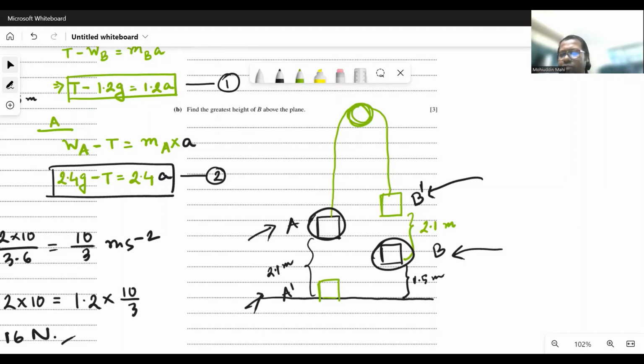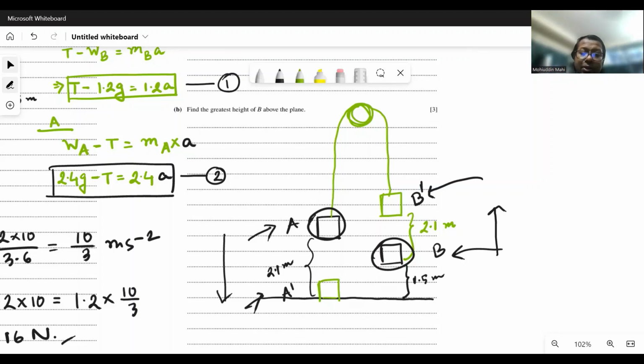A will descend by 2.1 meter and B will ascend by 2.1 meter, because the amount of distance A is going to cover in downward direction, the same amount of distance B is going to cover in upward direction, which is 2.1 meter. Now think about it. As A is moving downwards, it is accelerating and gaining speed, and B will also gain speed because they're connected particles. So the change in velocity of both A and B is going to happen in a similar way.